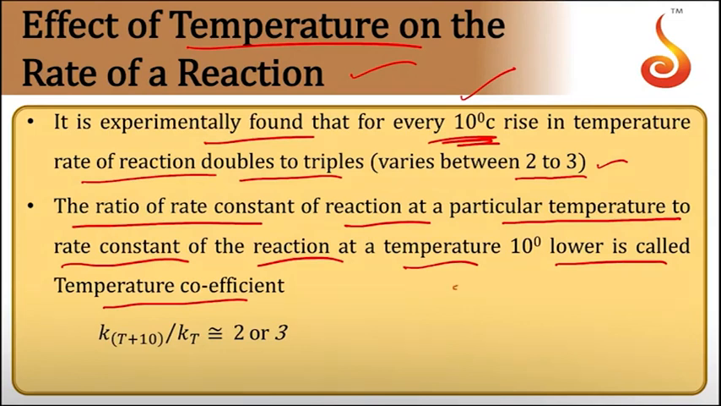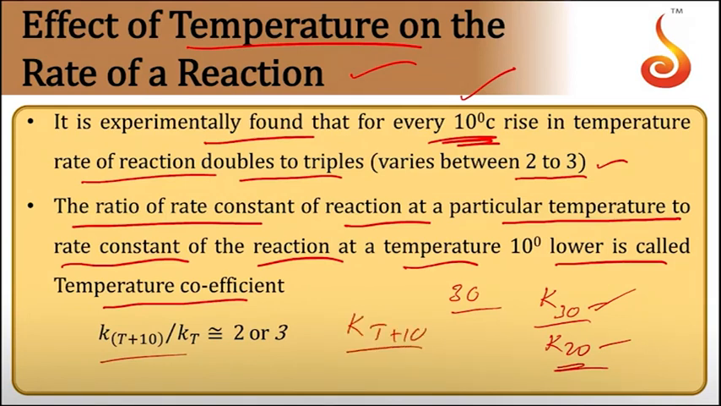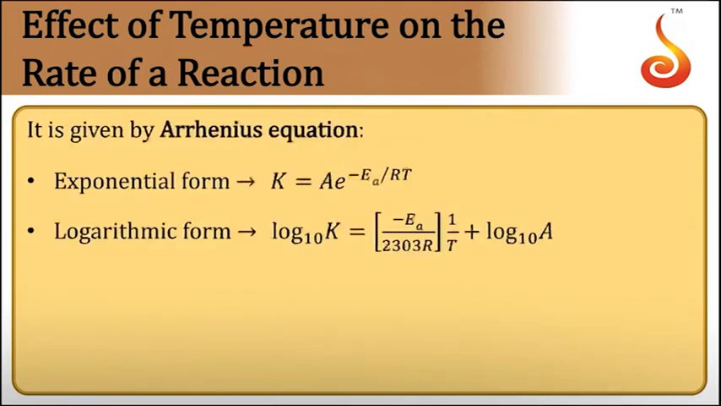Suppose you have taken the rate constant at 30 degrees Celsius. Then the temperature coefficient is k30 by k20, which is called the temperature coefficient of the reaction. The difference must be 10 degrees, one 10 degrees lower and one 10 degrees higher. Mathematically you can write k(T plus 10) by k(T), which should be nearly equivalent to 2 to 3 times, and it's called the temperature coefficient of the reaction.